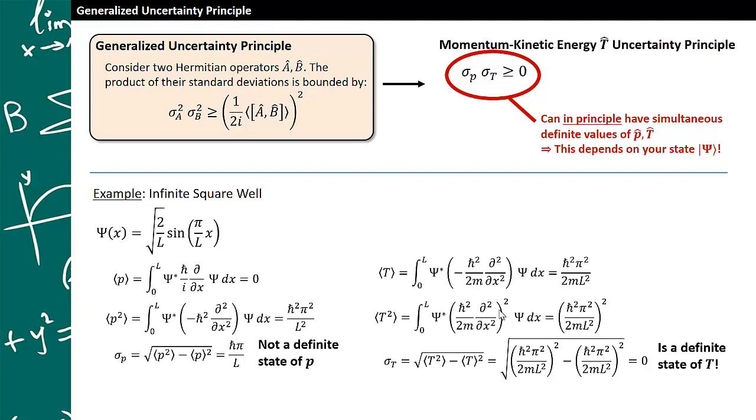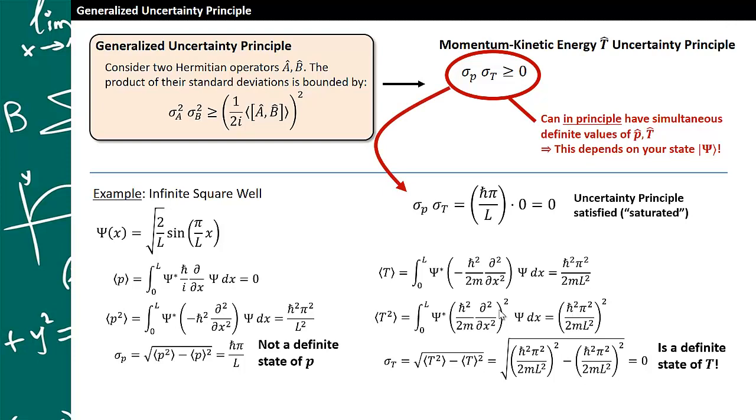Okay, so how do we understand this in the context of the uncertainty principle, which told us that the product of the uncertainty in momentum and kinetic energy had to be greater than or equal to 0? Well, actually, this works out perfect. We're even saturating this bound. If you take the product of the uncertainty in momentum times the uncertainty in kinetic energy, we have a non-zero number times a 0 number, and that just gives us 0. So in fact, we are exactly saturating the uncertainty principle. Just because the product of the two is equal to 0 doesn't mean we're in a definite state of either one of them.